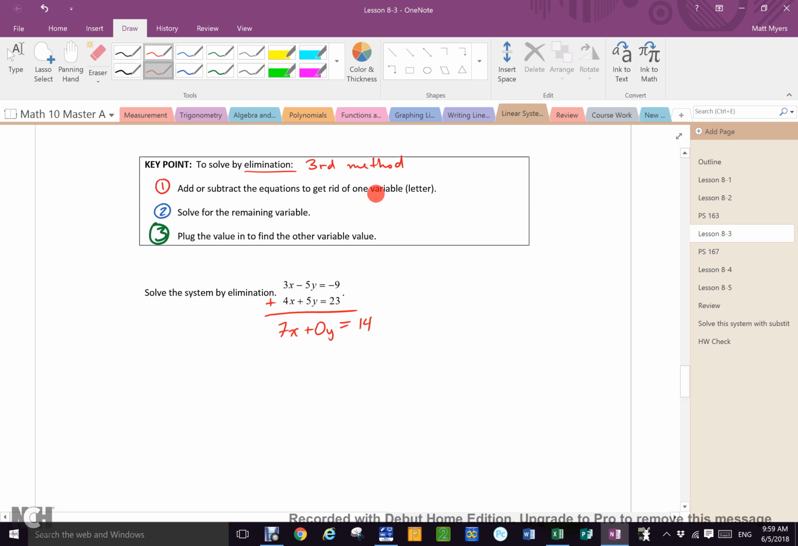That is step 1. I have added the equations to eliminate a letter. Would I write it this way? Of course not. I would write 7x equals 14.